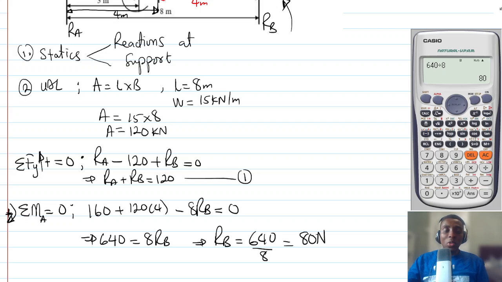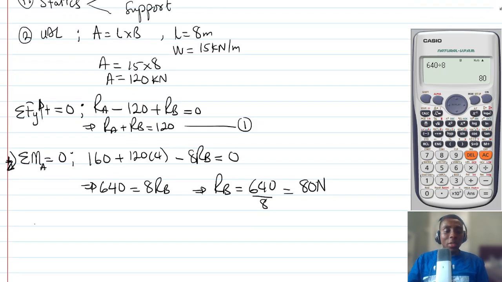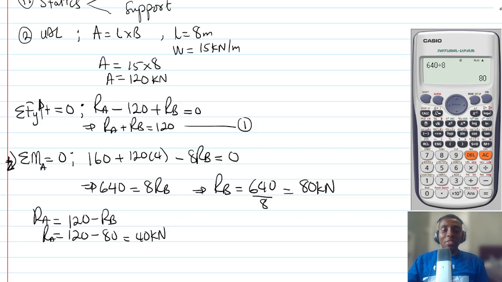That's all. So if RB is 80 newtons, then we can confidently say RA is 120 minus RB. And that will give us 120 minus 80, and that is 40 kilonewton. Sorry. This one is also going to be kilonewton. Now you see that RA and RB have been solved. But then that is the first step.